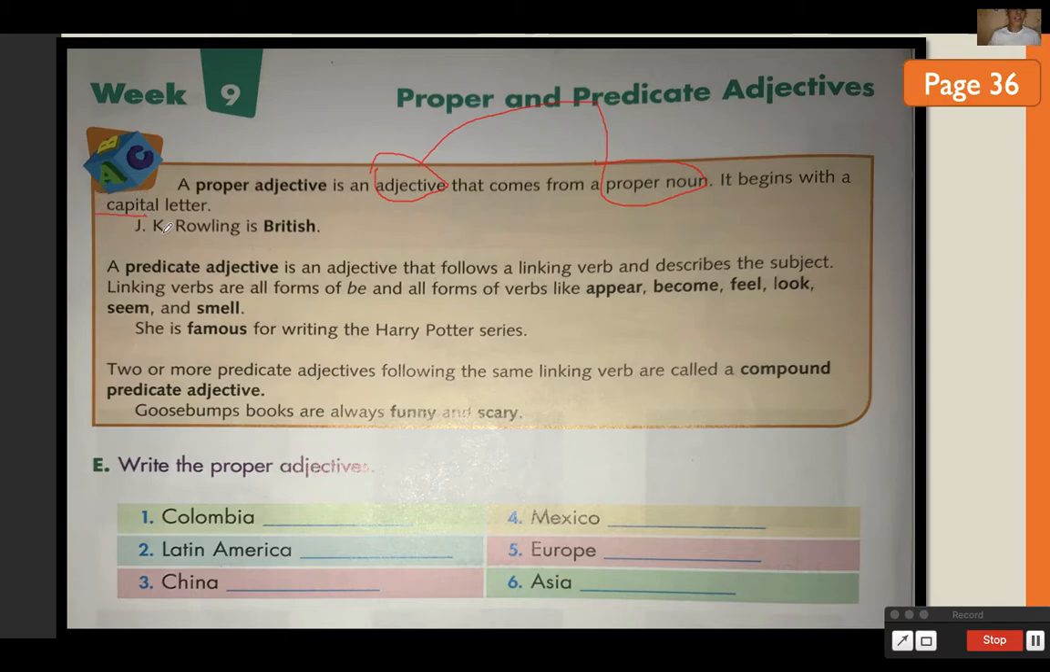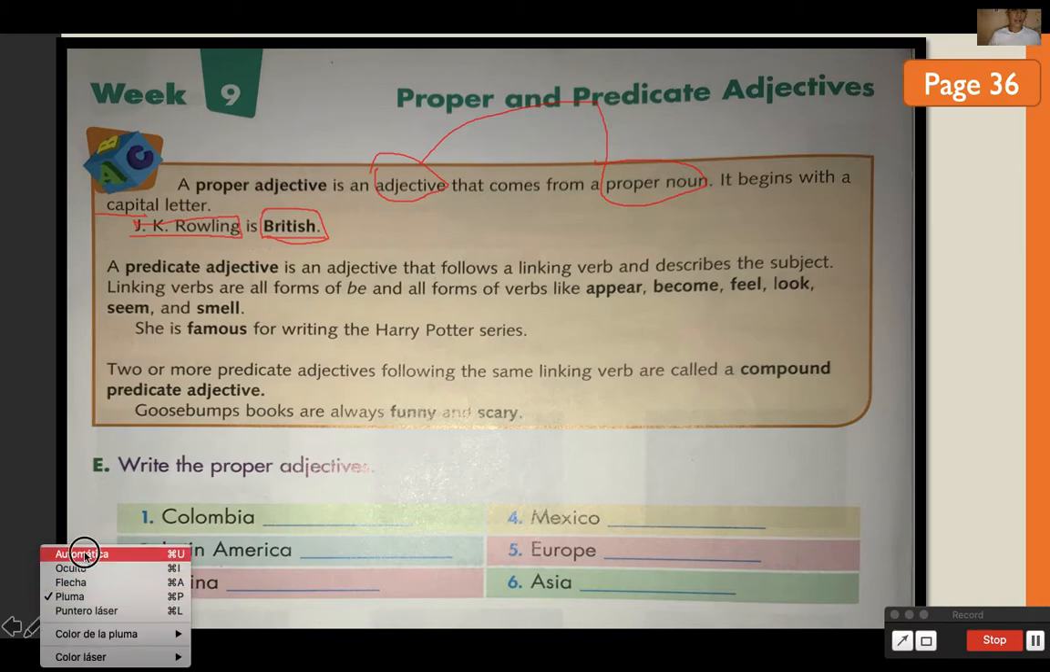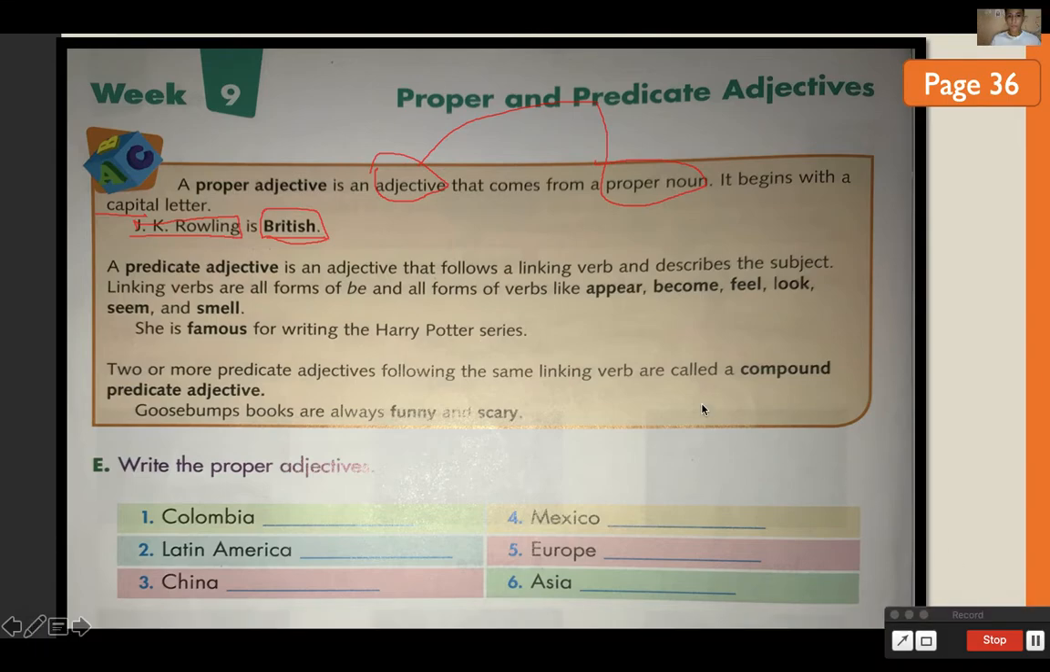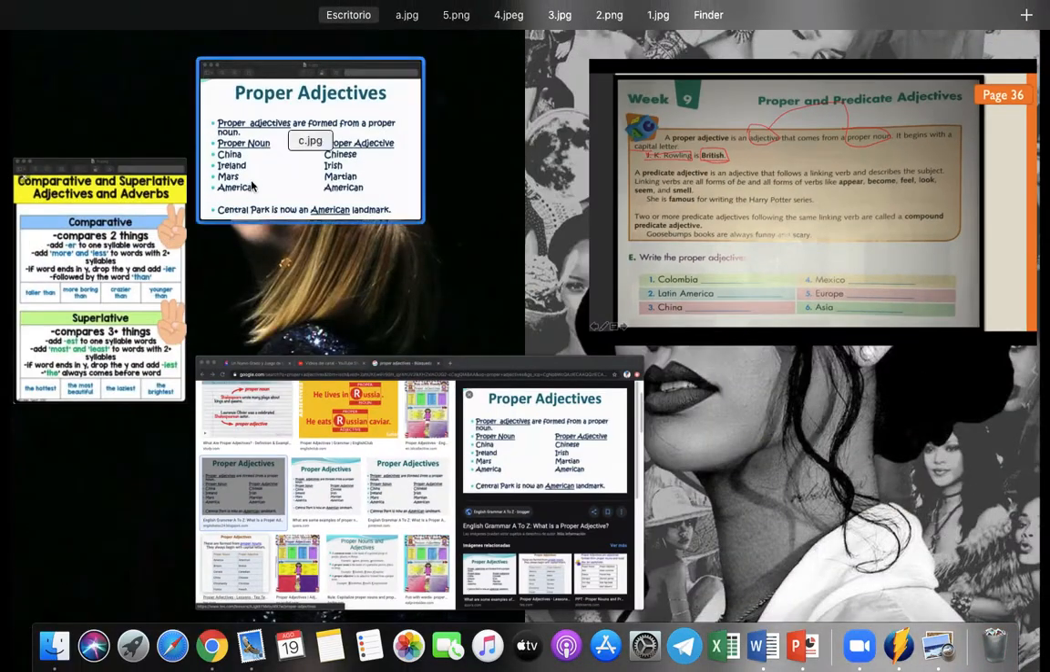For example, J.K. Rowling is British. Okay, this is the proper noun and this is a proper adjective. Miren, eso es un adjetivo propio. Estamos hablando acerca de una nacionalidad. Okay, so it is important to know that.